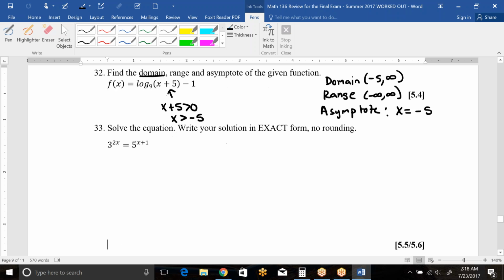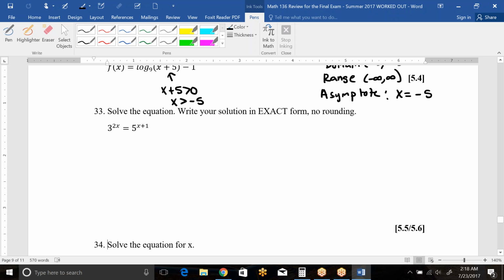All right, let's look at 33. Looks like it would hopefully be one where you would try to get the bases the same and then try to set the powers equal. But in this case, you can't make 3 and 5 have the same base. So a trick that we learn, and this is going to be covered in Tuesday's class, is that you can solve this by taking the log of both sides. As long as you use the same base on your log and do it to everything on both sides, it's legal.